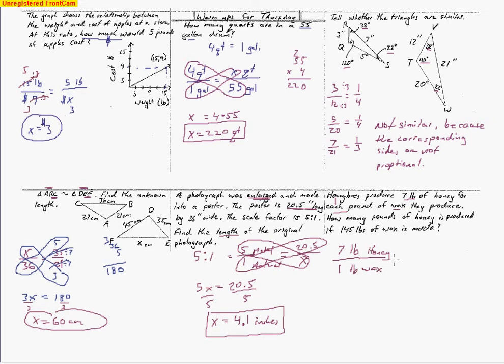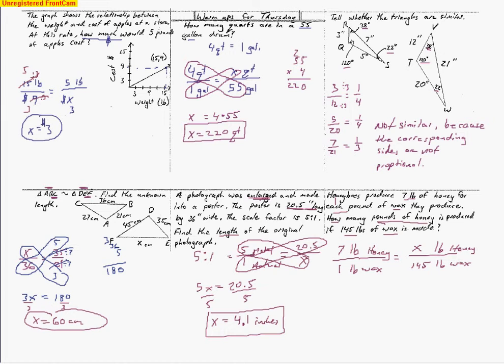Now we're going to write another ratio. And so that's going to go this way. How many pounds of honey? We don't know the amount of pounds of honey. So that's our variable x. Pounds of honey for 145 pounds of wax. So 145 pounds of that wax.